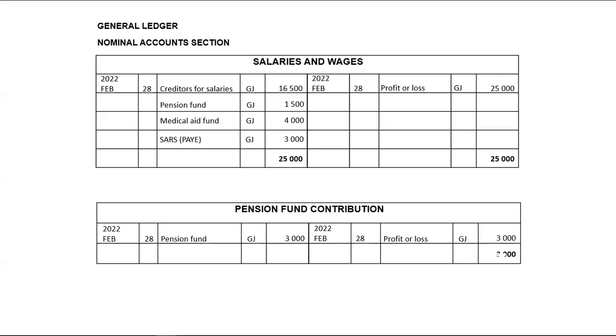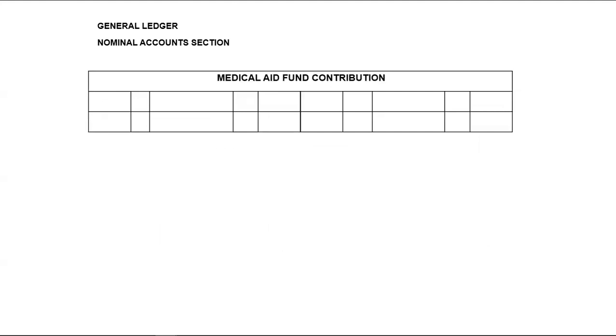It's made up of the gross salary we paid to Mnguni plus the pension fund contribution we've just made. We are just left with the medical aid fund contribution. We contributed, so you will debit this with the medical aid fund because we haven't paid it yet. Okay, we still owe it. And how much will that be? It will be 4,000 rand. This 4,000 rand will be closed off to profit or loss since it's an expense.